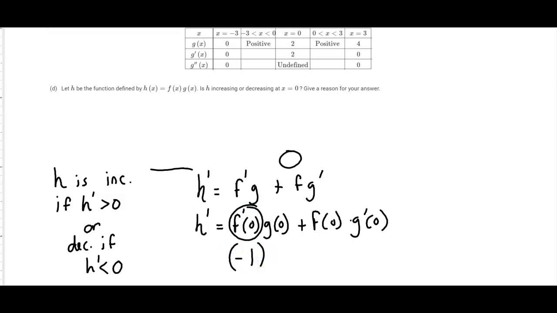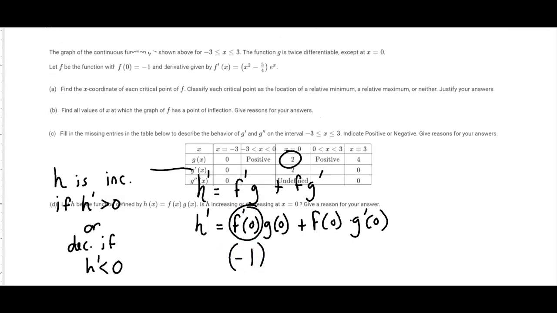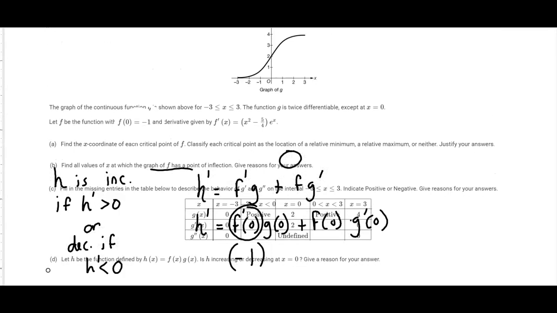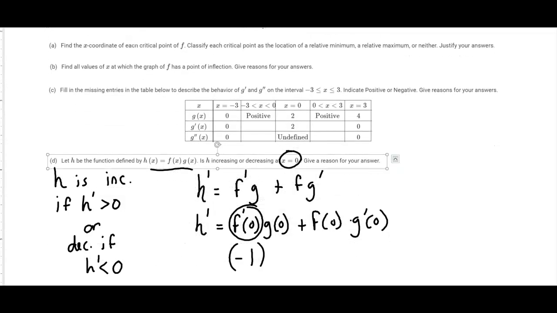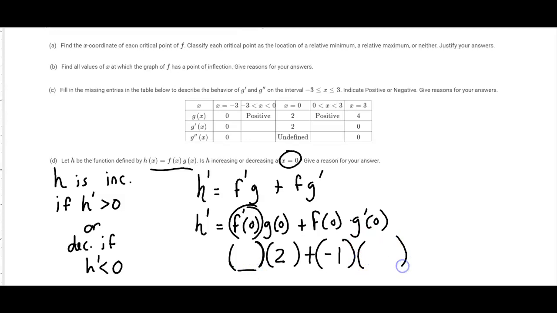What is g of 0? In other words, what's the y value on our graph at 0? Well, at 0, the y value seems to be 2. So that means that we could replace g of 0 with 2. Oh, you know what? I put this -1 in the wrong spot, you guys. My bad. This was -1. This one we need to find still. I'll come back to that. But let's do g prime of 0.